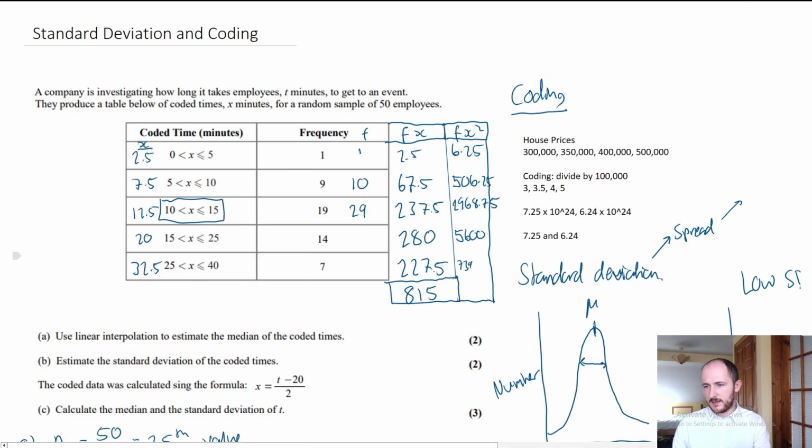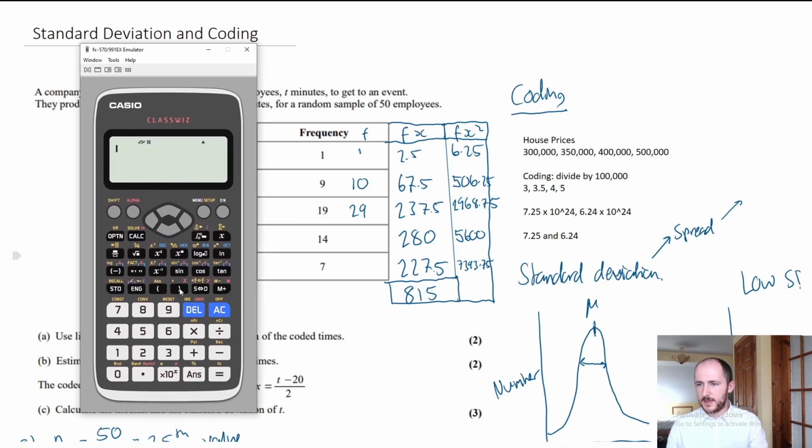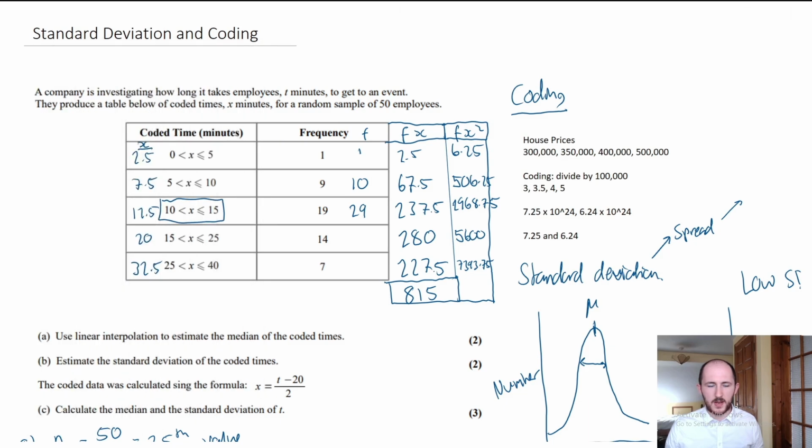Add them all up. So once again, start from the top. 6.25 plus 506.25 plus 2968.75 plus 5600 plus 7393.75. Another good technique, by the way, is to count how many numbers you have here. So we have 5, and then count how many you have in your calculator. Missing one is very, very common. So 1, 2, 3, 4, 5. Add those all up and we get a pretty hefty number, 22,493 point something.